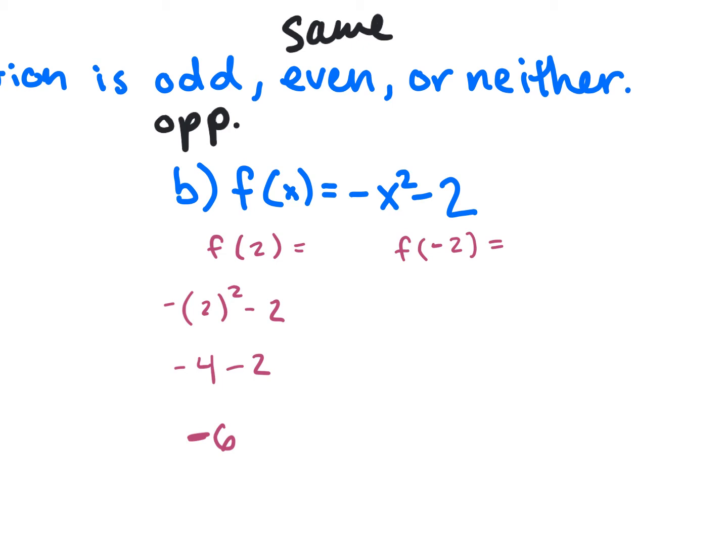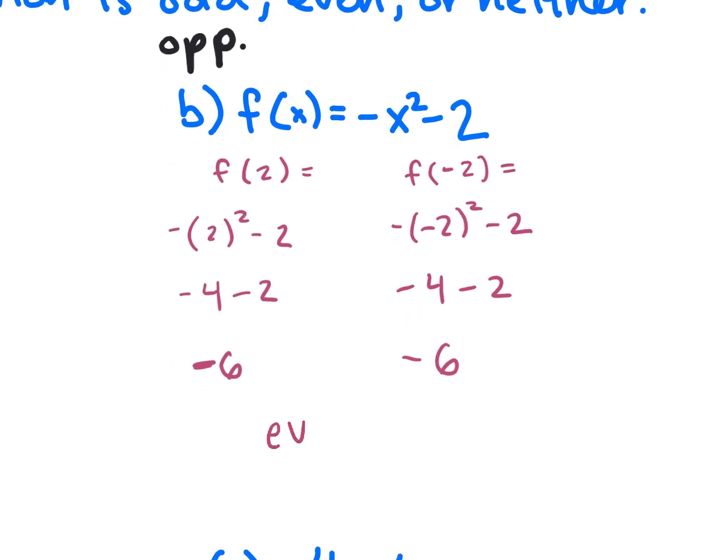Let's plug in negative 2 now. So negative 2 squared minus 2. Do the exponent first. So negative 2 squared is positive 4, but that negative on the outside makes it a negative 4. And negative 4 minus 2 is negative 6. So it is even.